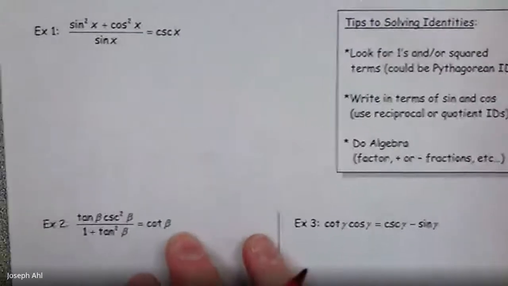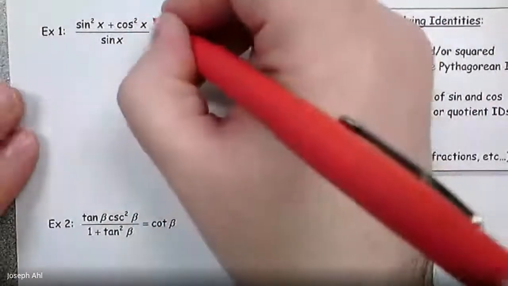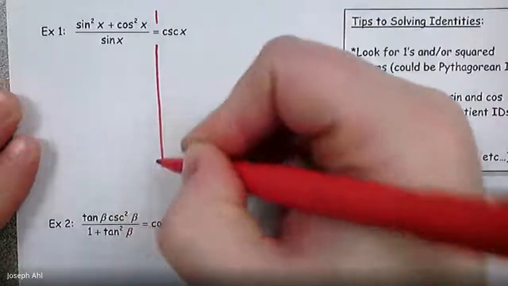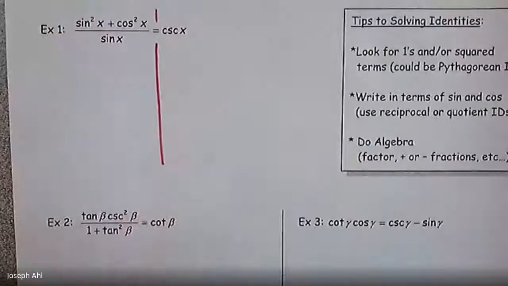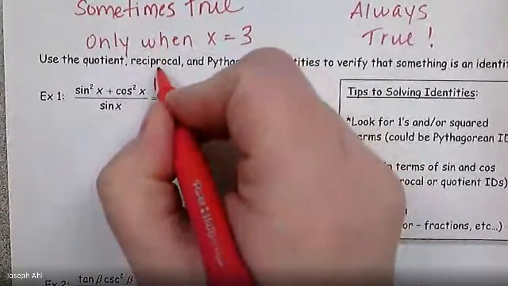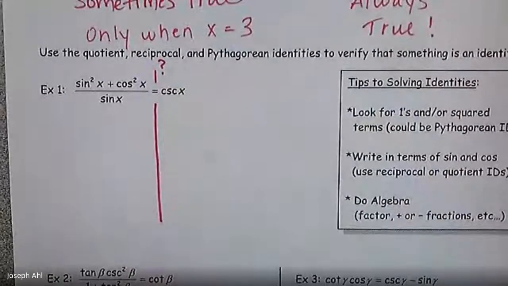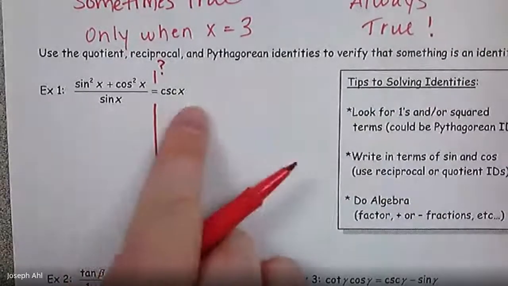Now, when you're working through an identity, this first example here, I'll tell you, you want to kind of draw a wall where the equal sign is. You can't cross over one side to the other because this equal sign is kind of like a big question mark right now. We have not proven that these two things are equal yet.